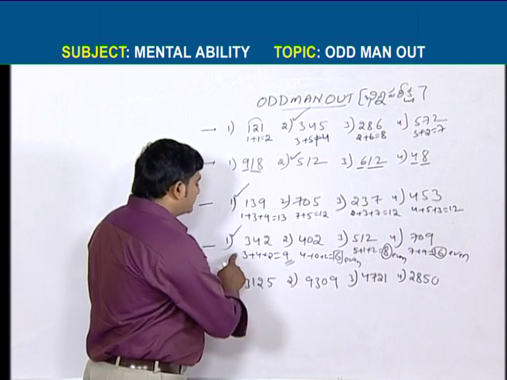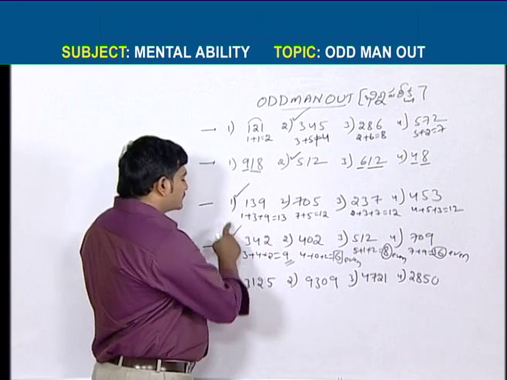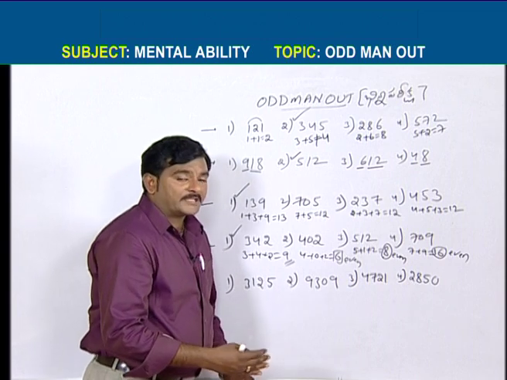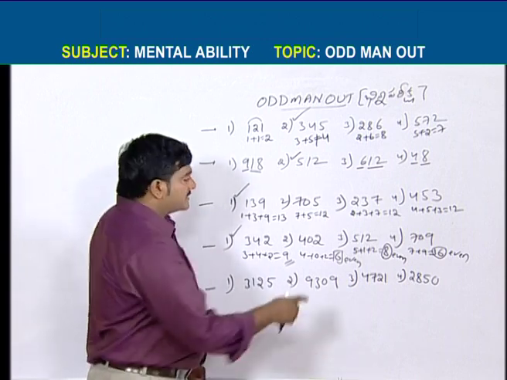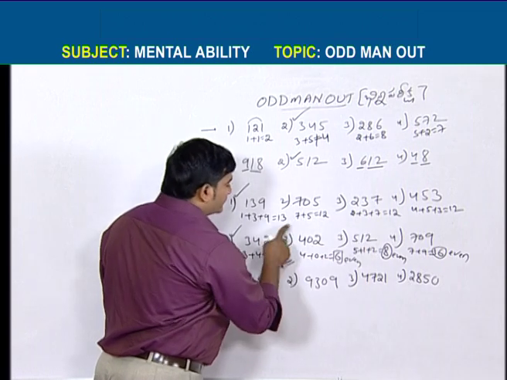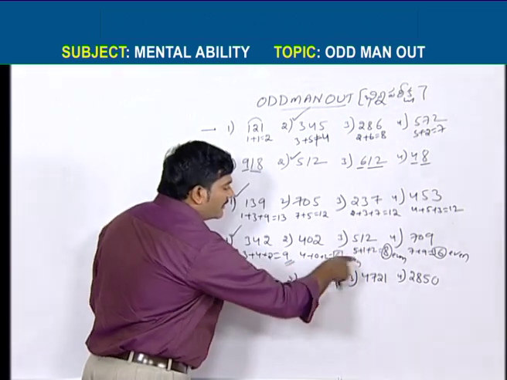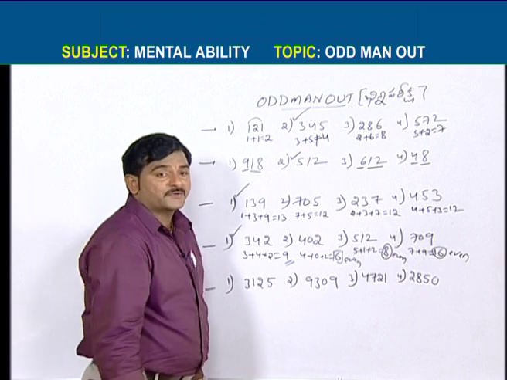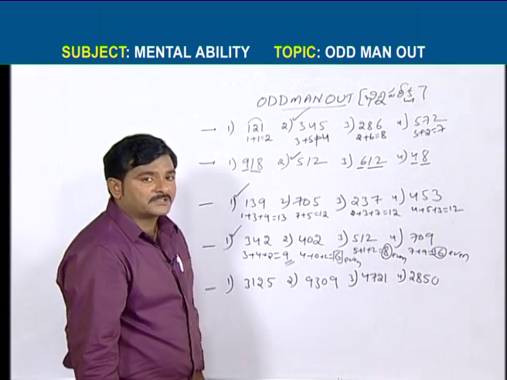Compare the above question and this question. In both cases I am doing the sum of the digits only. But here the sum of the digits is the same, and here it is different. Here the sum of the digits is even, but in the first question it is odd. Okay, that is the concept involved in this.